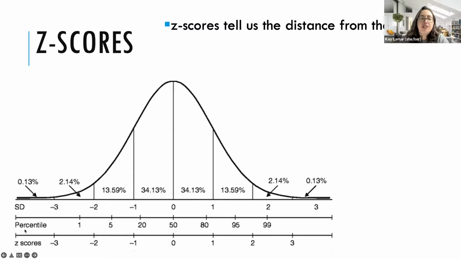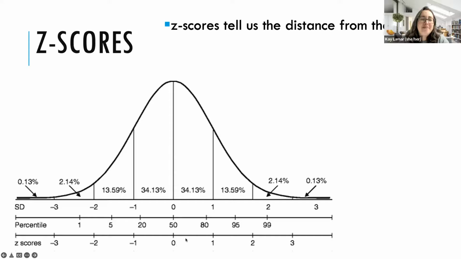And what we're going to really focus on today is z-scores. Now that's the lowest line in this graph. And you'll notice that the z-scores have the same mean and same distance for standard deviation as the standard deviation line up at the top there. That's because z-scores tell us the distance from the mean, okay? So the mean's always going to be 0 because the mean has no distance from itself.